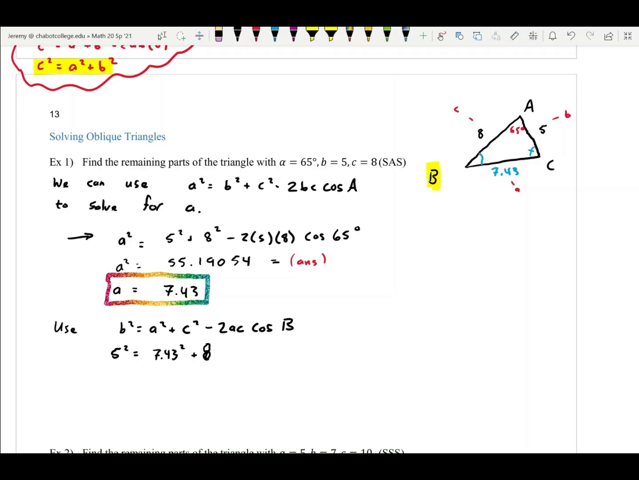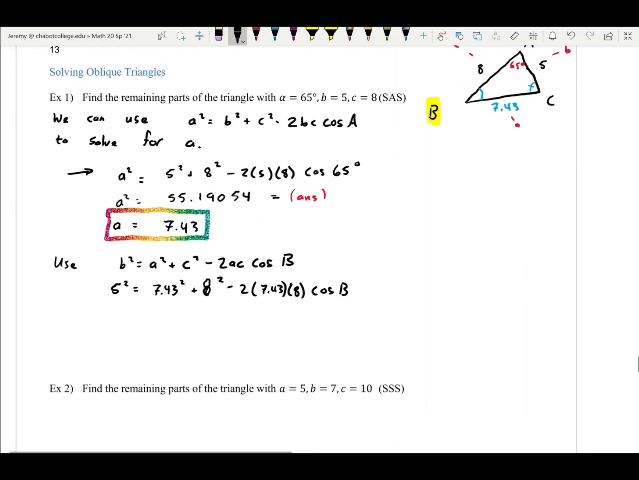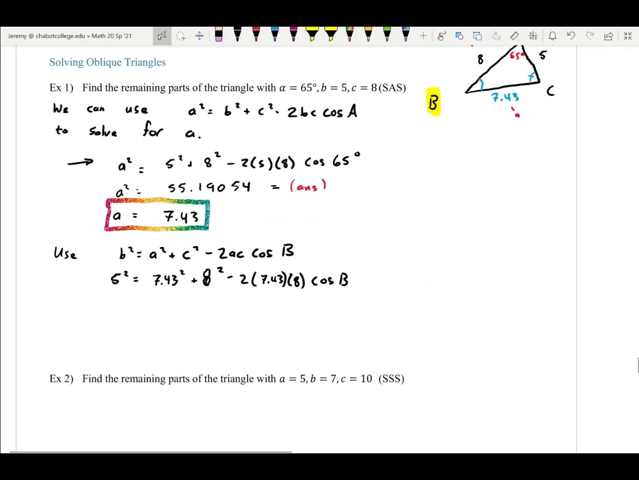8 squared minus 2 times 7.43 times 8 times cosine B. All right, good. So now what I can do is I can solve for the cosine part, all right?